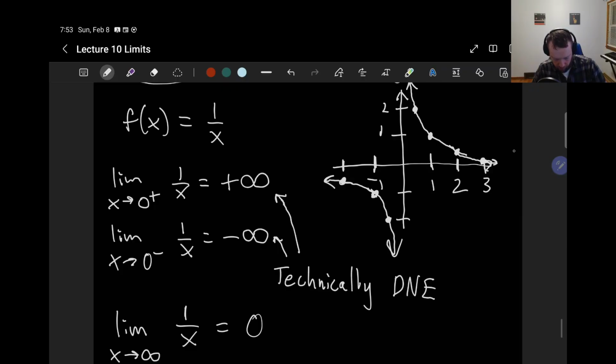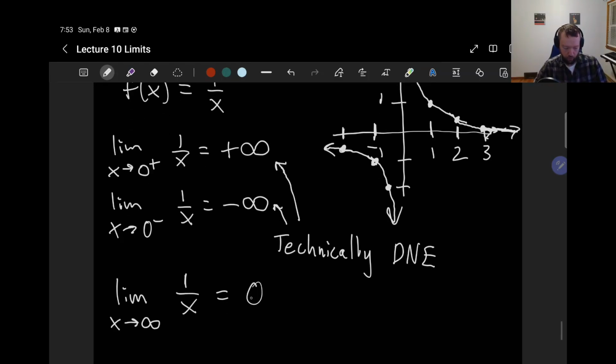So if I move this here for a second, as we keep plugging in larger and larger x values, our graph gets very, very close to the x-axis at height 0 without quite reaching it. So that's a limit. We're approaching height 0.